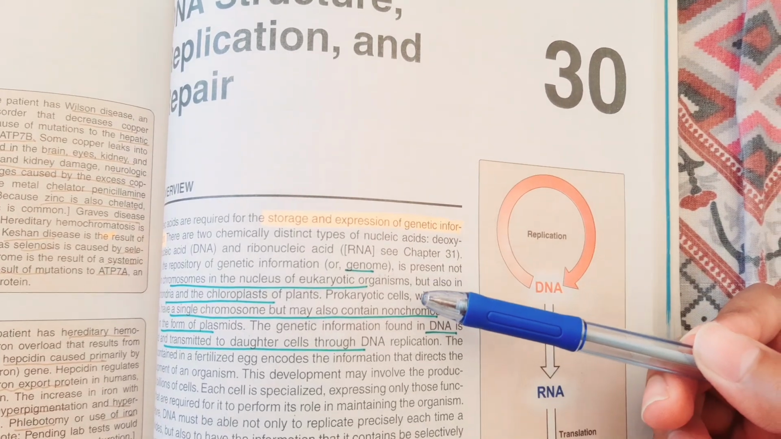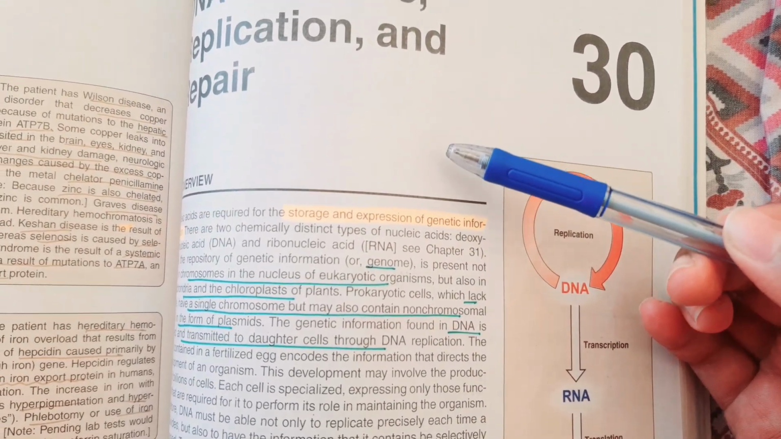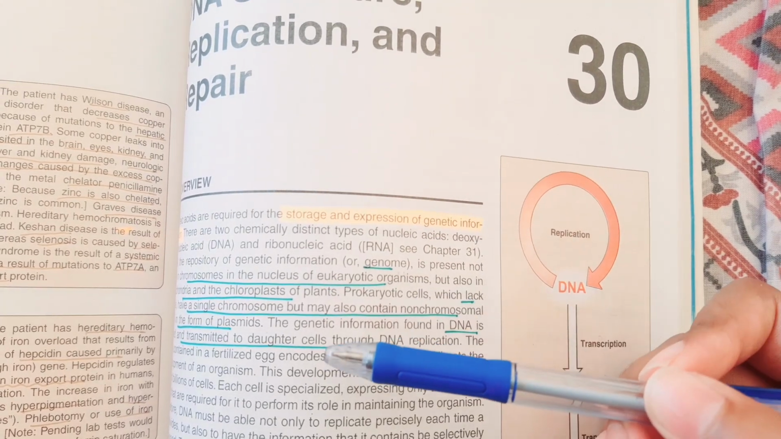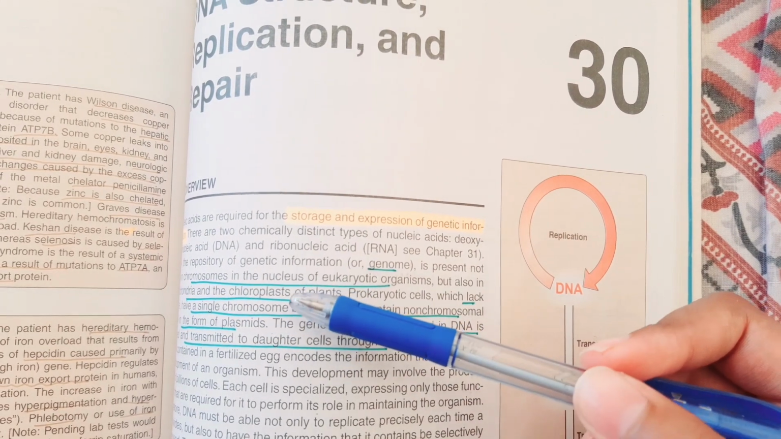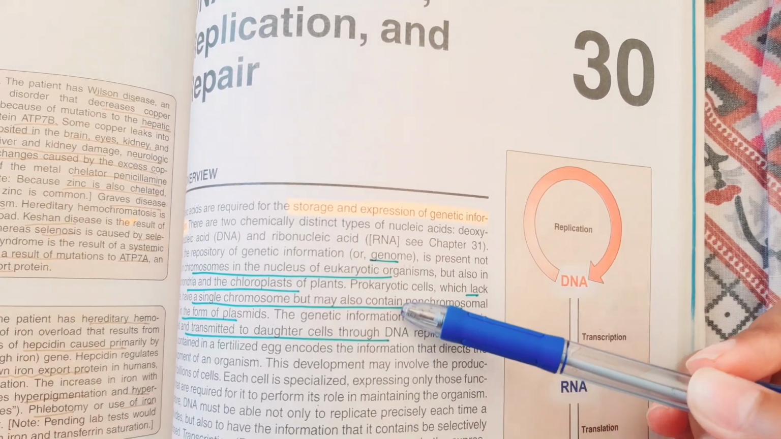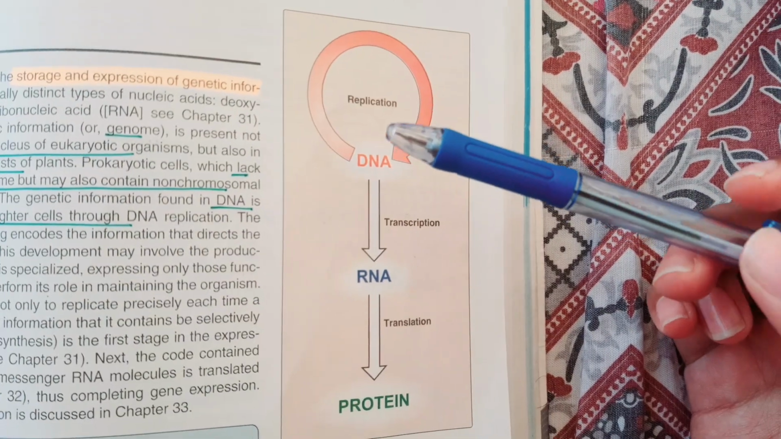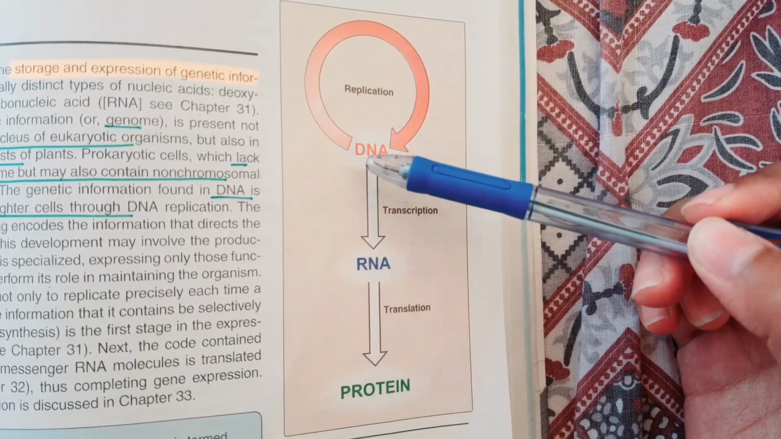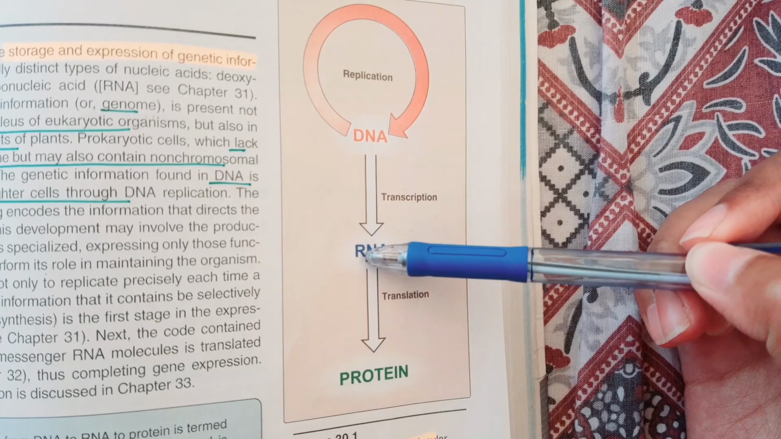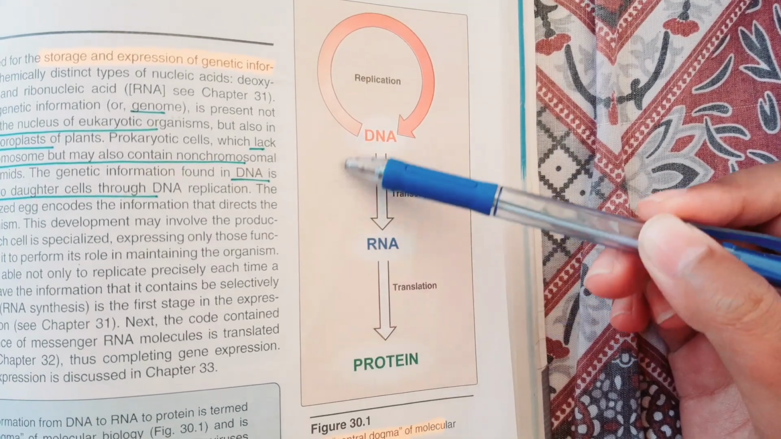Where is DNA located? DNA is located in chromosomes, inside the nucleus. In the case of plants, it is also present inside mitochondria and chloroplasts. However, prokaryotes also contain plasmids, which are non-chromosomal DNA. How is DNA expressed? DNA is first transcribed into RNA and then translated into protein. This is the central dogma of molecular biology.